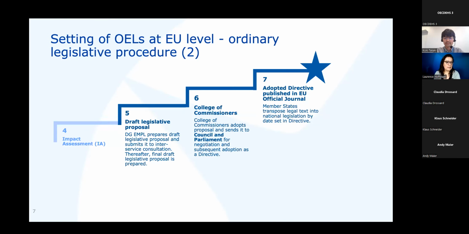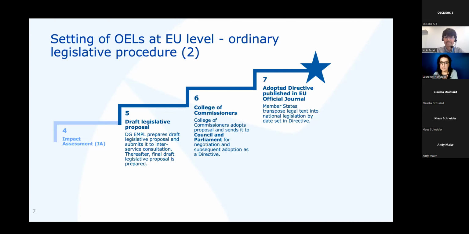Upon the positive reply from the Regulatory Scrutiny Board, DG Employment drafts a legislative proposal and submits it further to the College of Commissioners, which adopts the proposal and sends it to the Council and Parliament for negotiation and subsequent adoption as a directive. And the adopted directive is then published in the official journal, listing in its annex the new binding OEL.